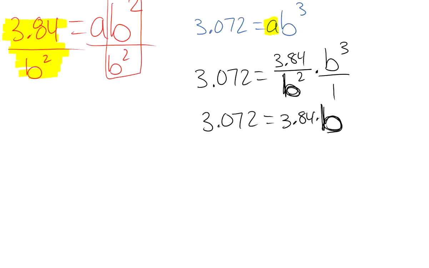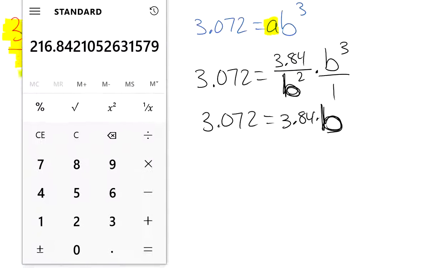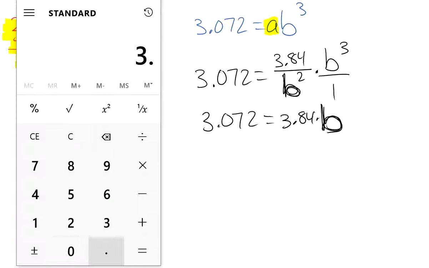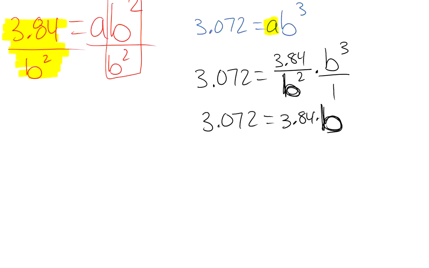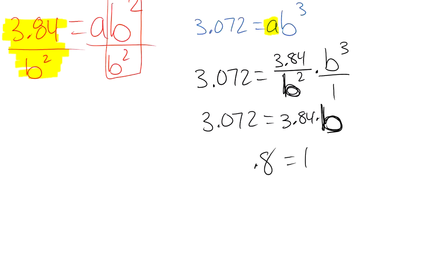What great luck. This is going to be easy to find out what b is. I'm just going to grab my calculator here and divide 3.072 by 3.84. And when I do that, I get 0.8. Was it 0.8 or 0.08? 0.8. So 0.8 is b, so I know my multiplier. I'm multiplying by 0.8 each time.